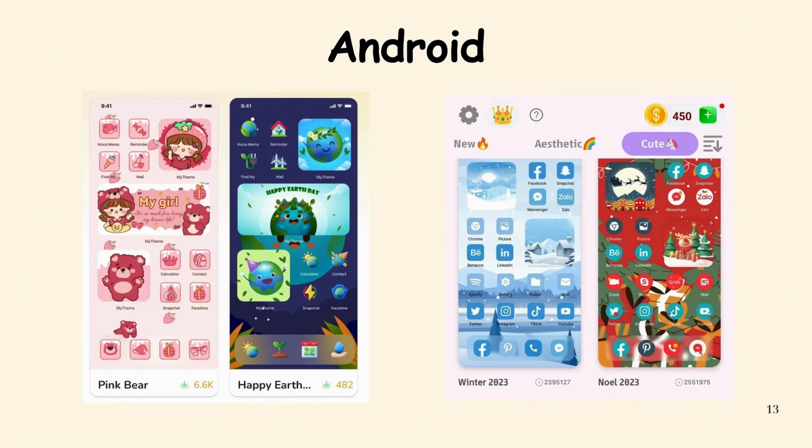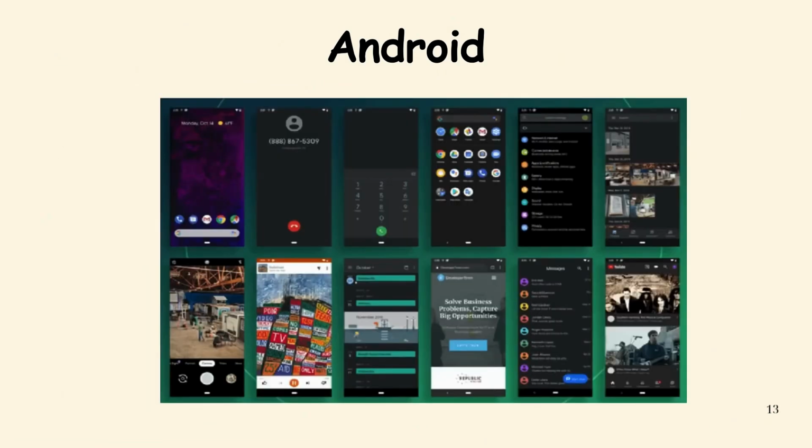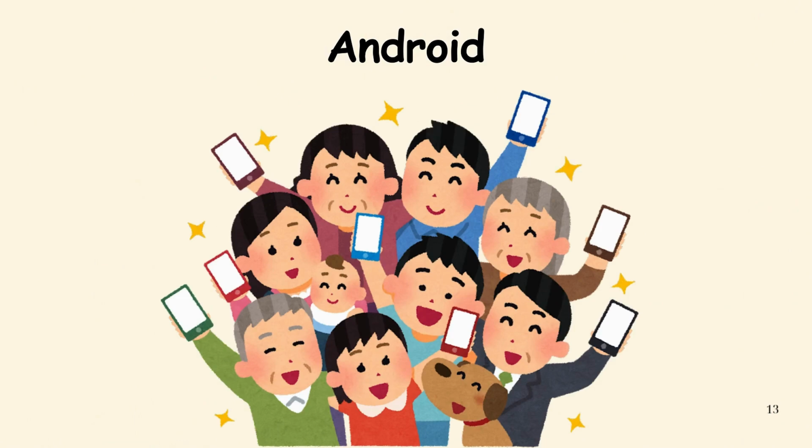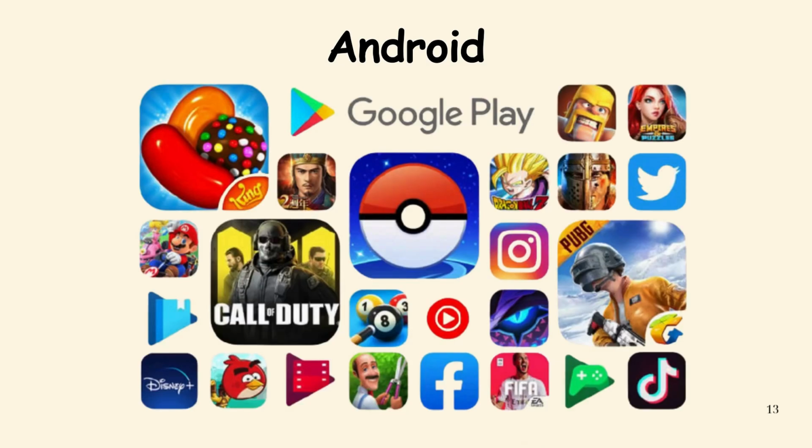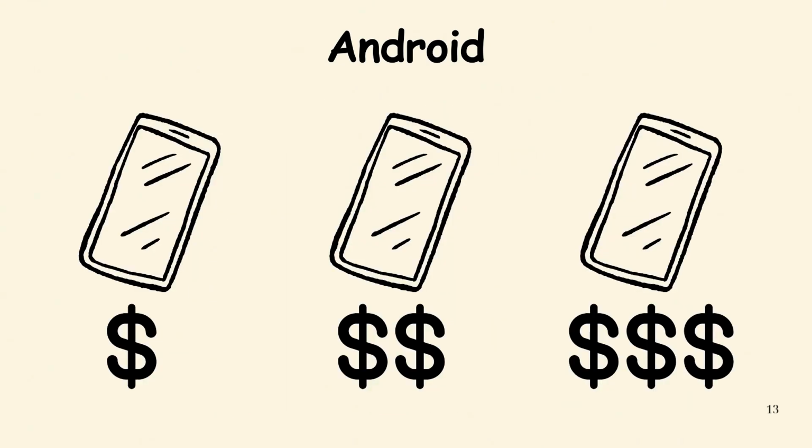With Android, you can change themes, install custom launchers, tweak almost every setting. It's your phone's personality, unique per user. It supports Google Play with millions of apps and games. You can find phones at every price point, from basics to flagship.